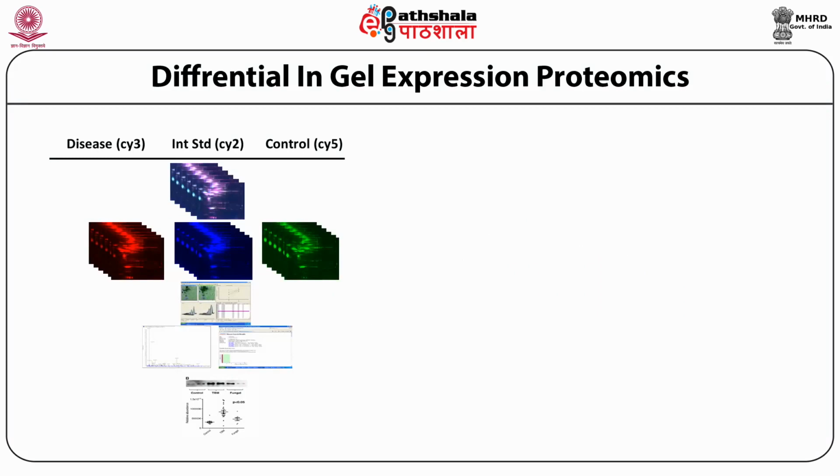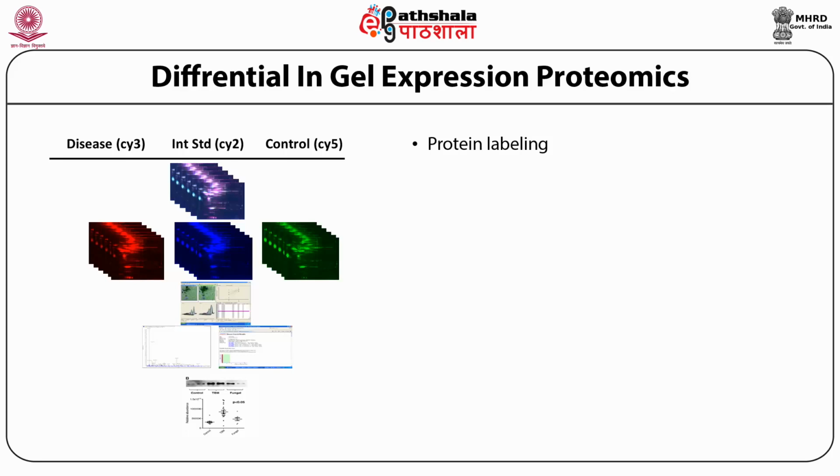Differential in-gel expression proteomics. In this particular technique, three different protein samples can be labeled and run on one gel. This comprises steps that include protein labeling with cyanine dyes. You could have the disease and the control, and the third could be what you call an internal standard that is used for normalization. What is the internal standard? The internal standard is the equimolar concentration of proteins representing all the samples that are run in that particular experiment.